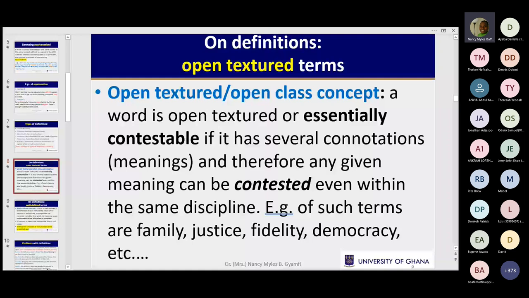What am I showing you? The word family is open texture. It means different things to different people. And you cannot insist on one without the other. Remember value judgment. Its place is here. Some people, their dogs are more family to them than even the house girl or houseboy.